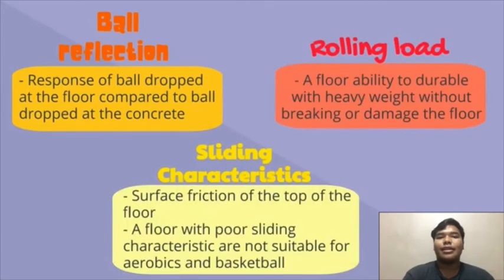Next is the sliding characteristic. Surface friction on the top of the floor. So if we have less friction at the floor, the floor has poor sliding and is not suitable for aerobics and basketball, because when they do some activity, they easily slide and it will cause them to be injured easily.